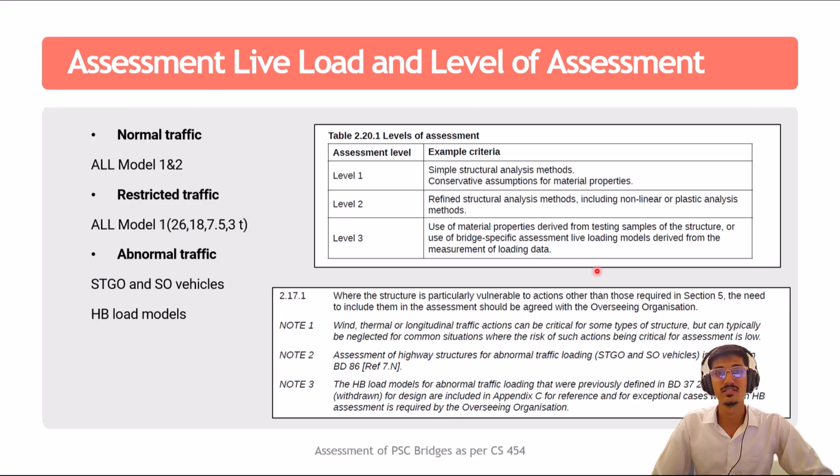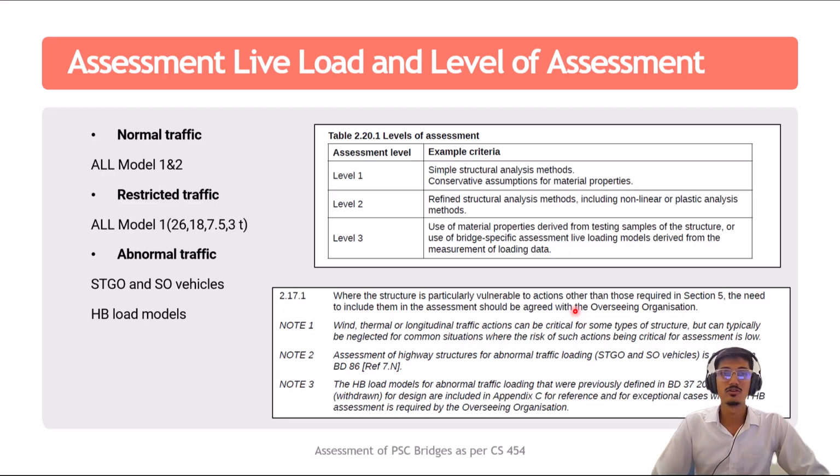Now we shall see some of the assessment live loads and what the different levels of assessment are. Under CS454, the live loads used for the load rating of PSC bridges are categorized into these traffics. It could be normal, restricted or abnormal. Under the normal traffic, we'll see assessment live load model 1 and 2. Then for the restricted traffic, we have the 26, 18, 7.5 and 3 tons. There are some other vehicle loads as well, but those would be used for masonry arch bridges, so we are skipping that. And the abnormal traffic includes the STGO and SO vehicles and also HB load models.